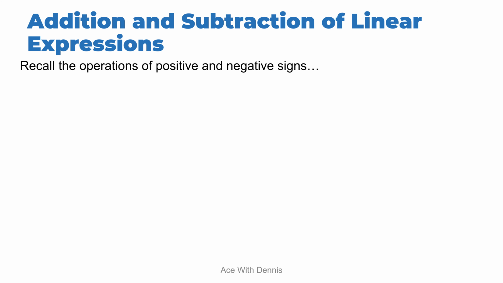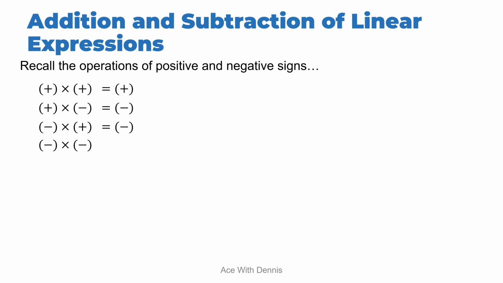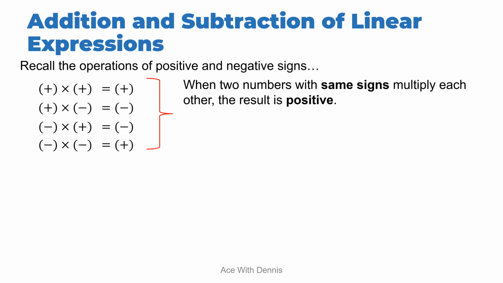Recall the operations of positive and negative signs. Positive times positive, we get positive. Positive times negative, we get negative. Negative times positive, we get negative. Negative times negative, we get positive. You don't have to memorize all this by heart. What you need to do is just remember this.